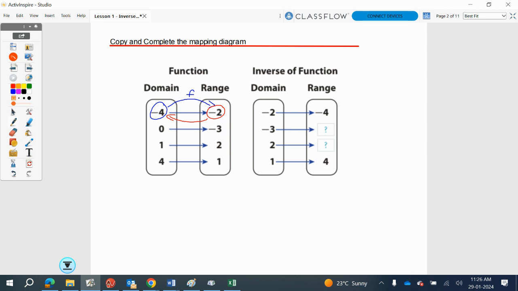So what value would minus 3 be mapped onto by the inverse function? It's 0. This one's going to map onto 0. And how about 2? 1. So the domain is mapped onto the range by the function. Those get switched around for the inverse function. So here we have f inverse. This is f inverse.